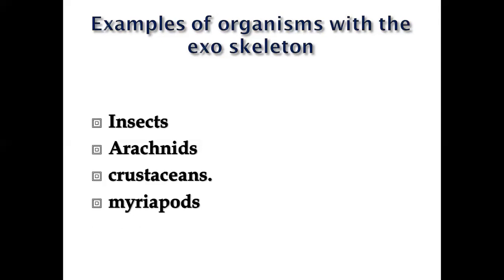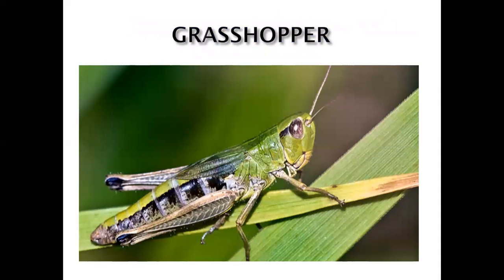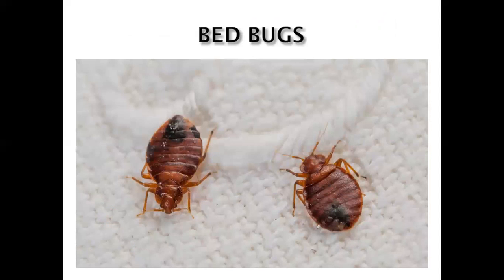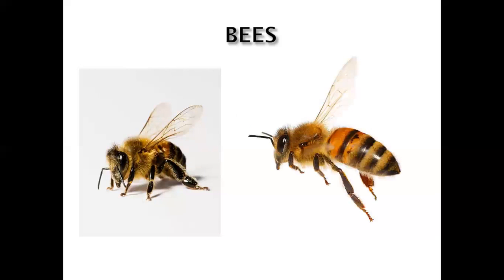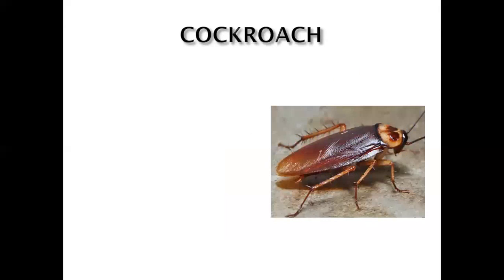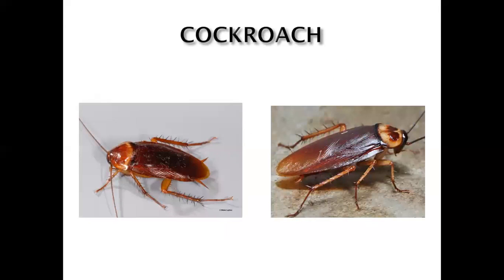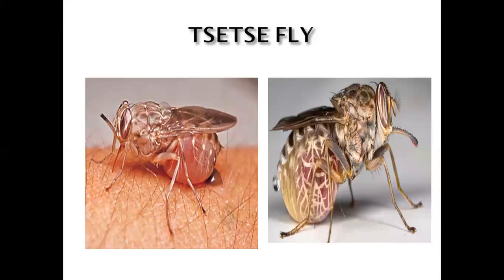Let's look at the first group, the insects. Remember, for something to be called an insect, it is supposed to have 3 pairs of legs and 3 main body parts. Among the examples of insects, we have grasshoppers, ladybugs, locusts, bees, the cockroach, and flies, right there on the screen. Remember, all these are examples of organisms with an exoskeleton.